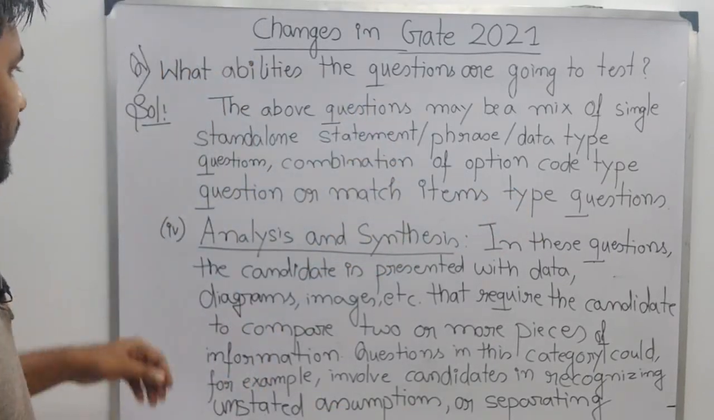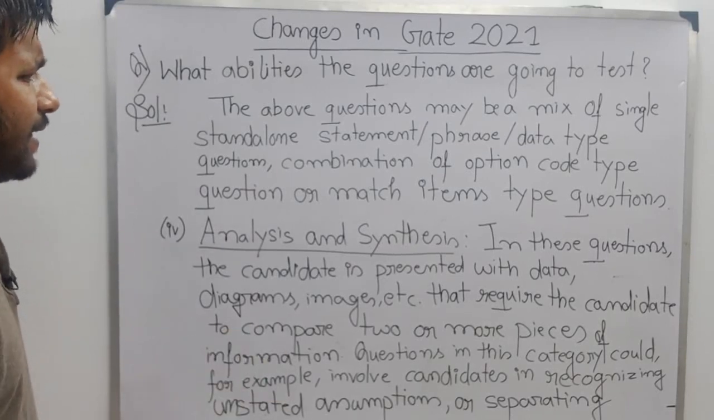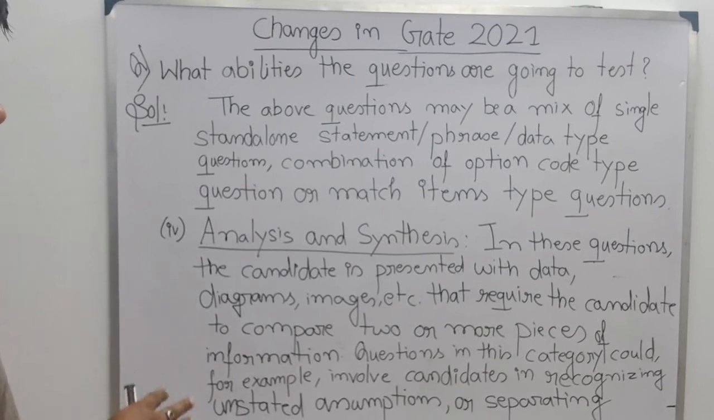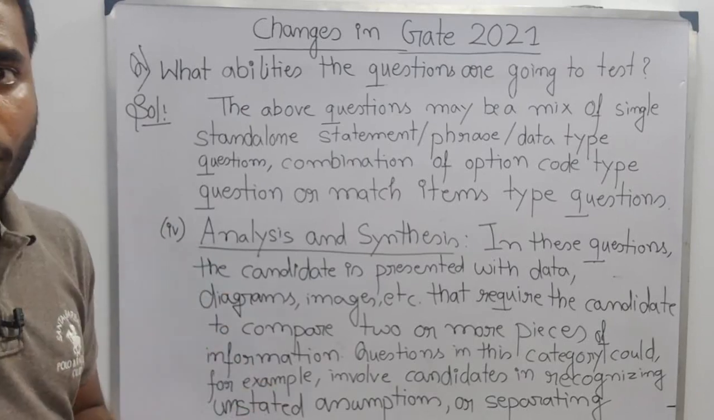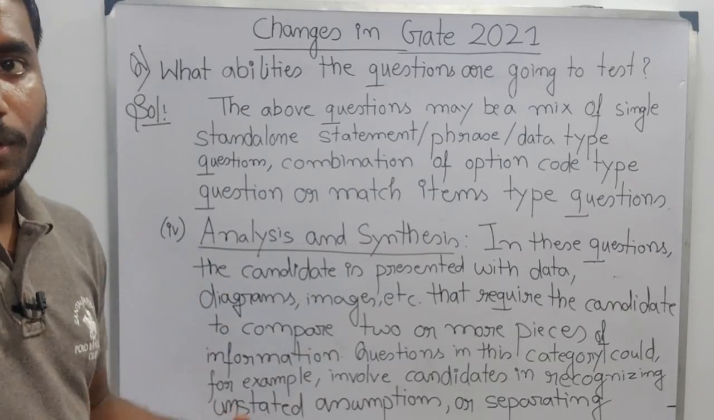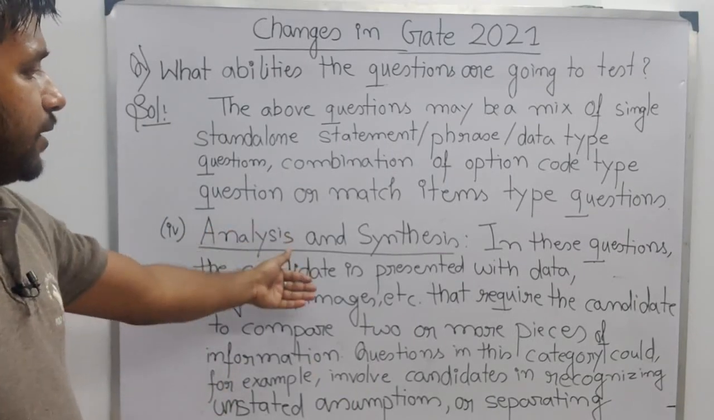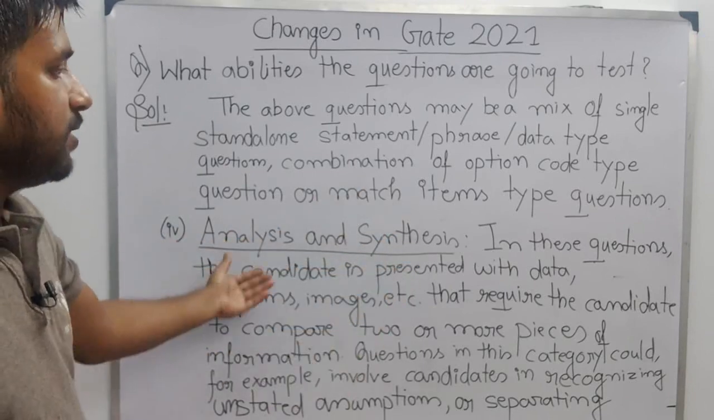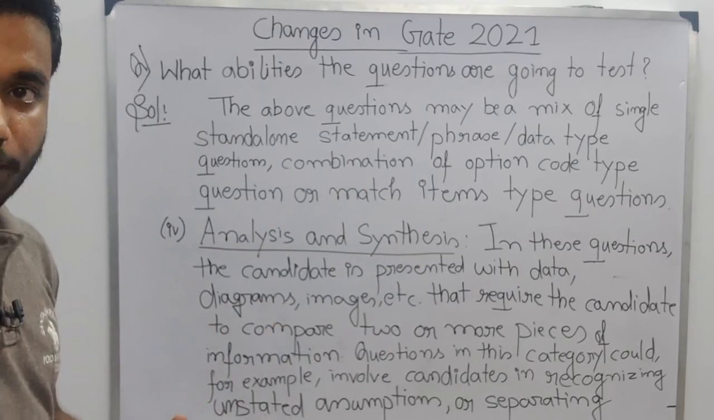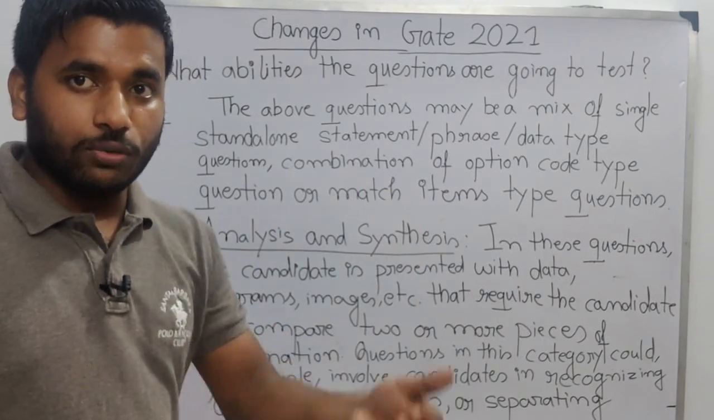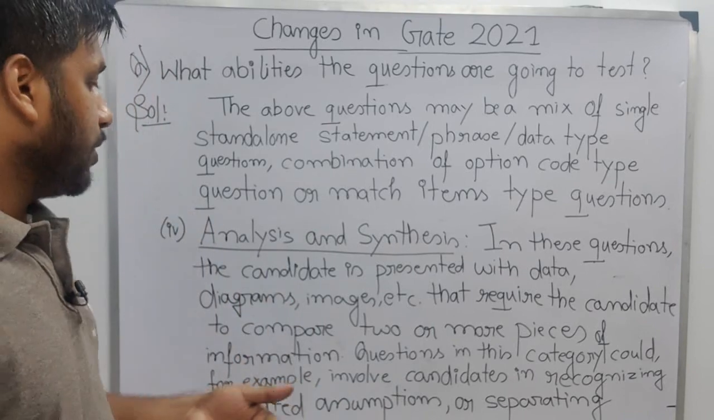Now fourth is analysis and synthesis, where the candidate is presented with data. So the fourth ability that they are checking is the analysis you have. They are going to give you some data, diagrams, or images that require the candidate to compare two or more pieces of information, then conclude which option is going to be correct, just like data interpretation in aptitude.